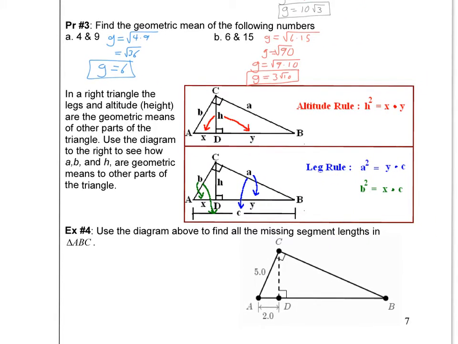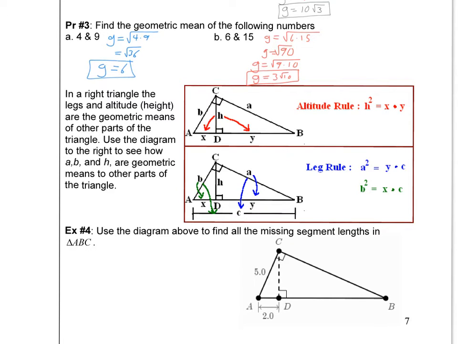And now we're going to talk about how we could apply this in right triangles. Don't be overwhelmed. This little map should help you, but basically we have some relationships that use the geometric mean in geometry. So in a right triangle, the legs and the altitude, this height right here in the center, which makes another right angle, are the geometric means of other parts of the triangle. To know what parts, that's why we've got this little diagram here.